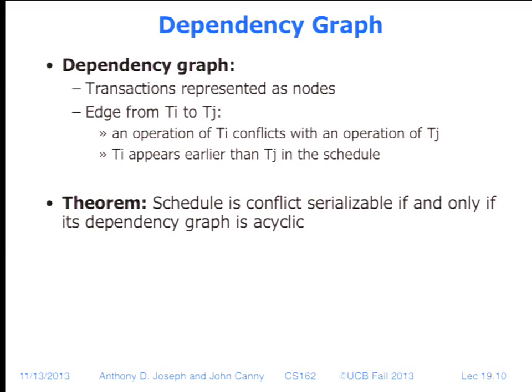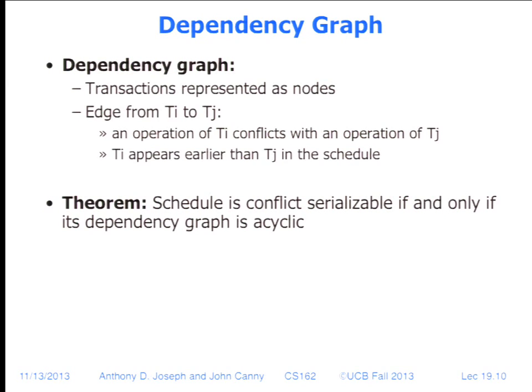So the dependency graph consists of edges from one transaction to another. And the edges are added whenever you have an operation from Ti that conflicts with an operation of Tj, and the operation on Ti appears earlier in the schedule than Tj. You can see it's basically the generalization of the argument I just made. If there is such a conflict, it means you can't push that specific operation to the other side. It means basically Tj always has to come after Ti in any feasible ordering.